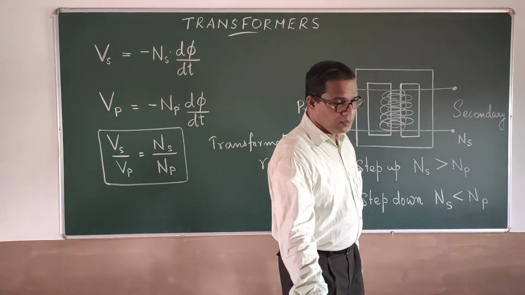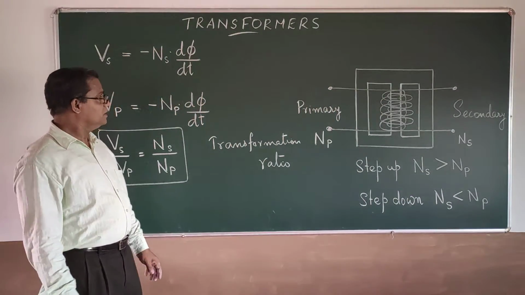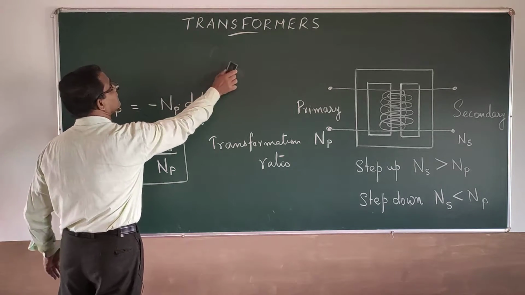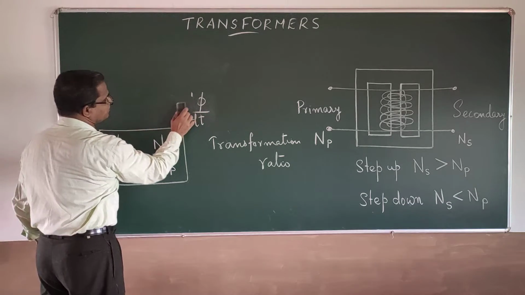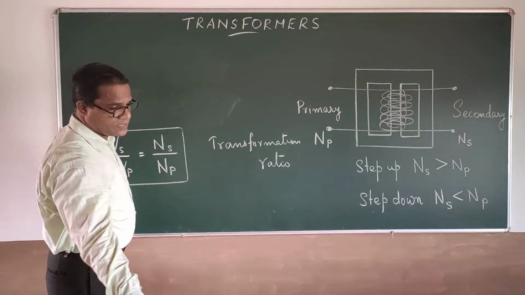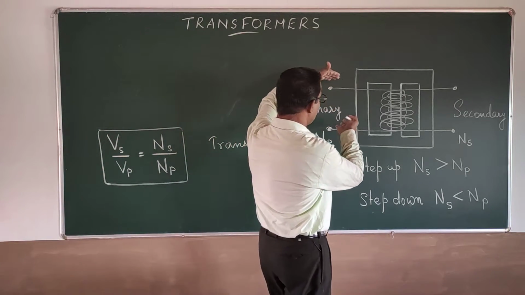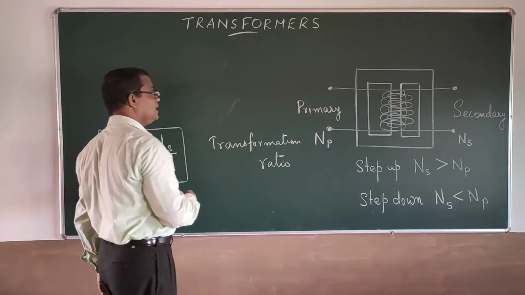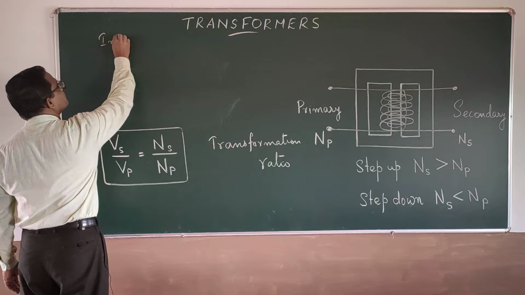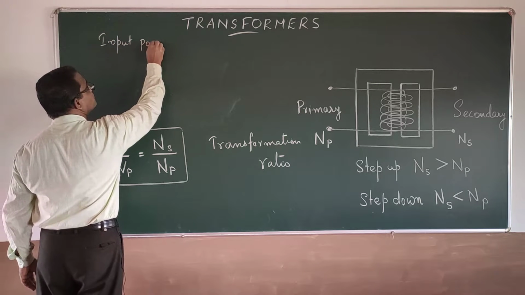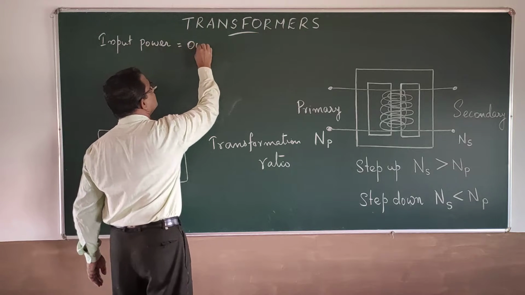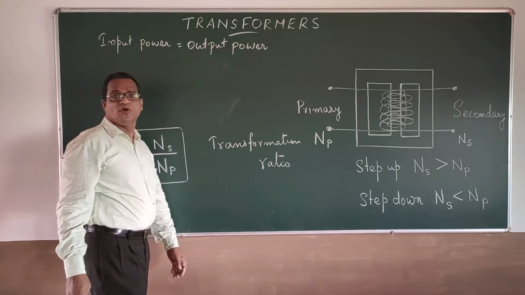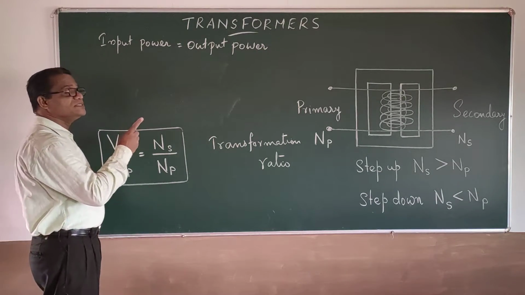Now, if we consider an ideal transformer, there is no loss of energy. That is not possible practically, but if we consider something like that, then the input power must be equal to output power. So when I say input power is equal to output power for an ideal transformer.